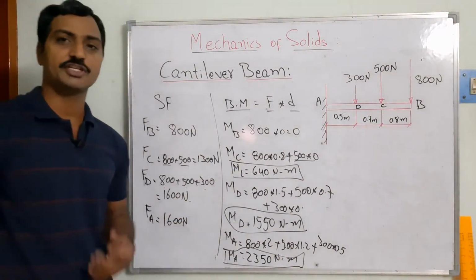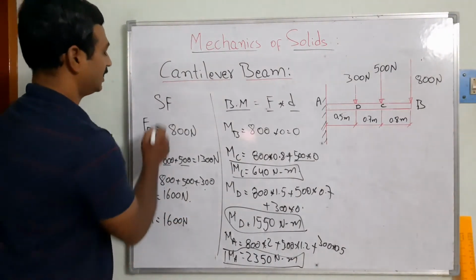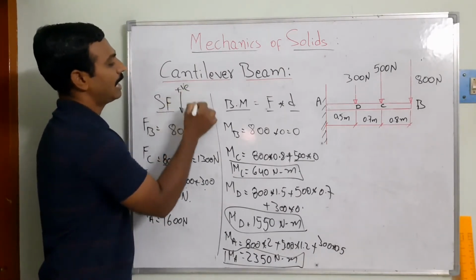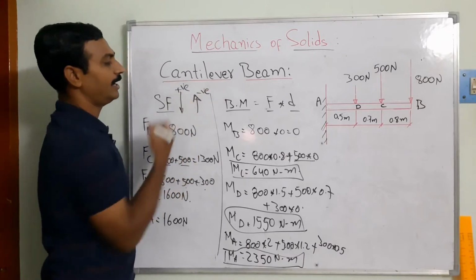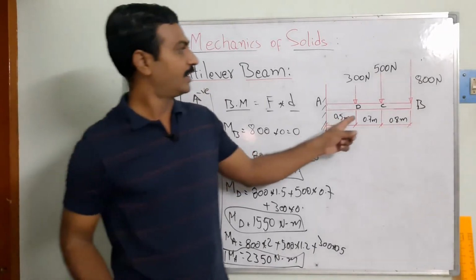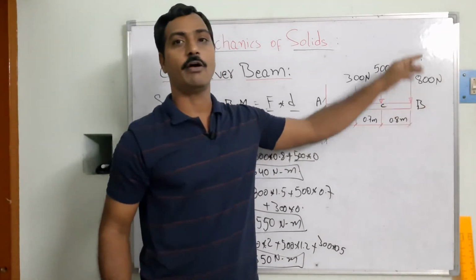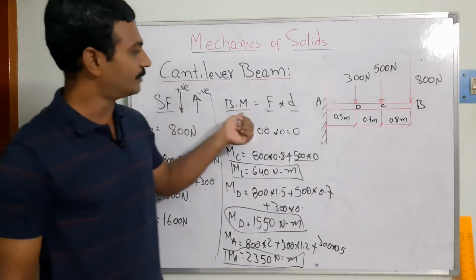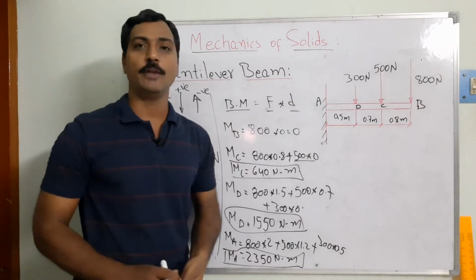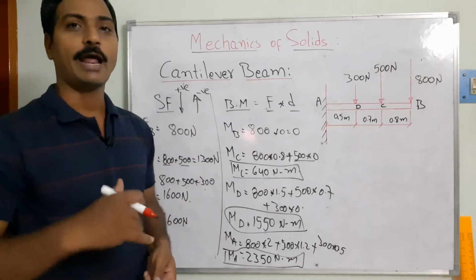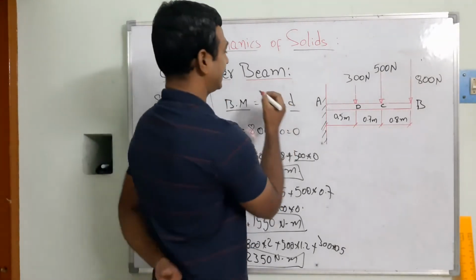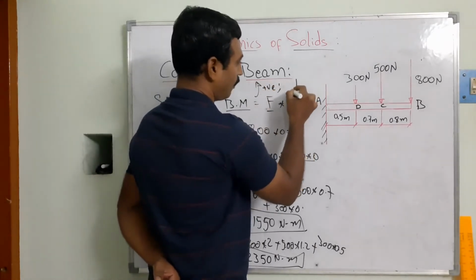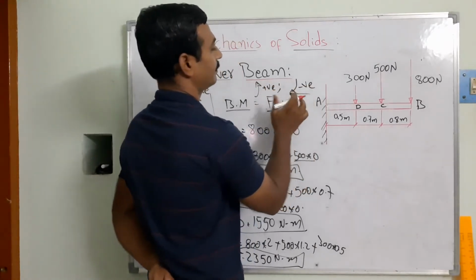Then what sign conventions do we have to consider? For the shear force, the downward direction is going to be positive and the upward direction of the forces is going to be negative. Now in this figure, 300, 500 and 800 are acting in the downward direction, so I can consider that as positive. But when it comes to the bending moment, it depends on whether it acts in the clockwise or anti-clockwise direction. Here I consider the anti-clockwise direction as positive and the clockwise direction as negative.